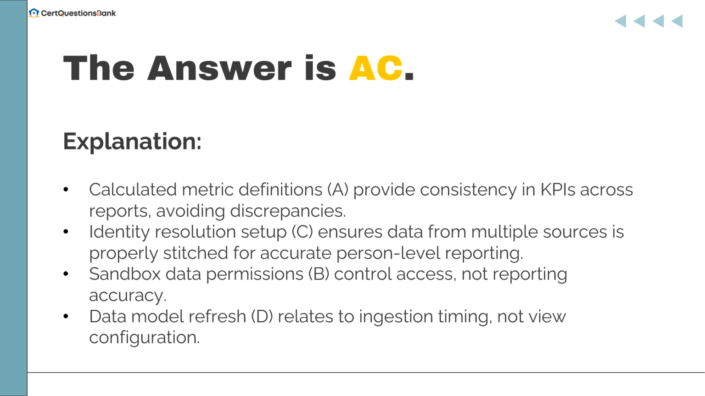Calculated metric definitions, A, provide consistency in KPIs across reports, avoiding discrepancies. Identity resolution setup, C, ensures data from multiple sources is properly stitched for accurate person-level reporting. Sandbox data permissions, B, control access, not reporting accuracy. Data model refresh, D, relates to ingestion timing, not view configuration.